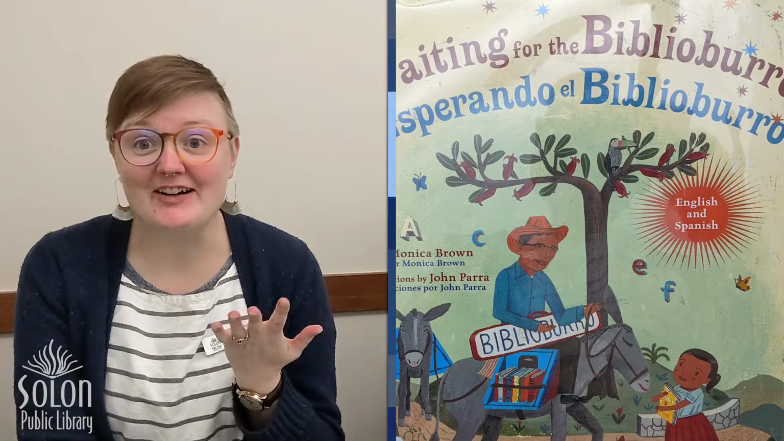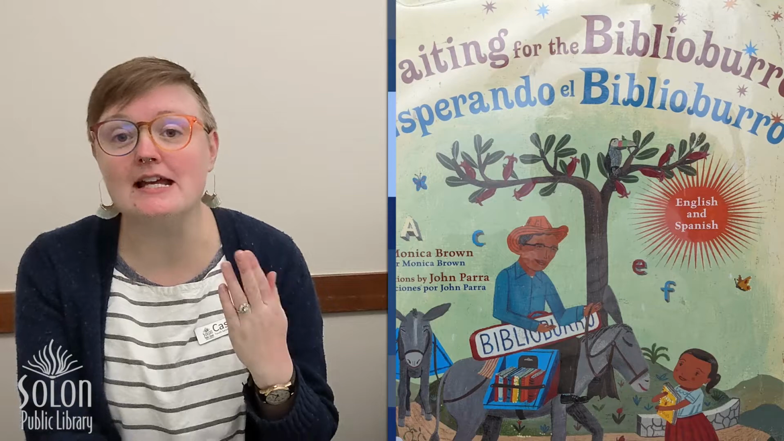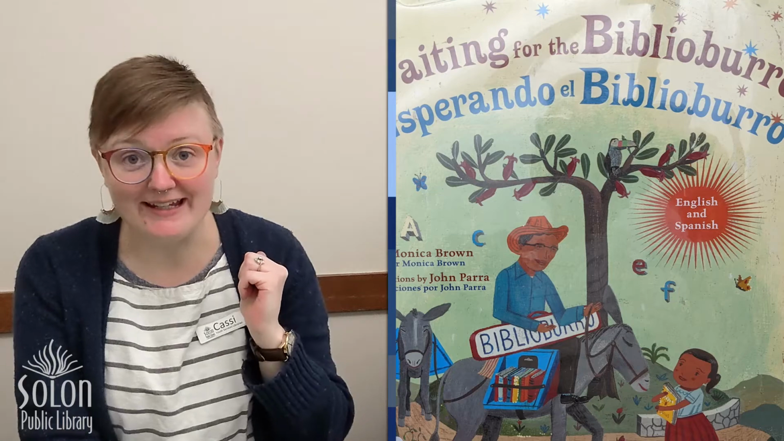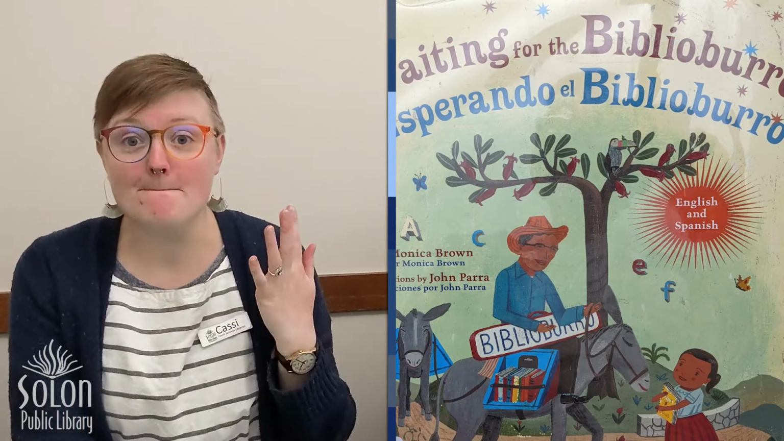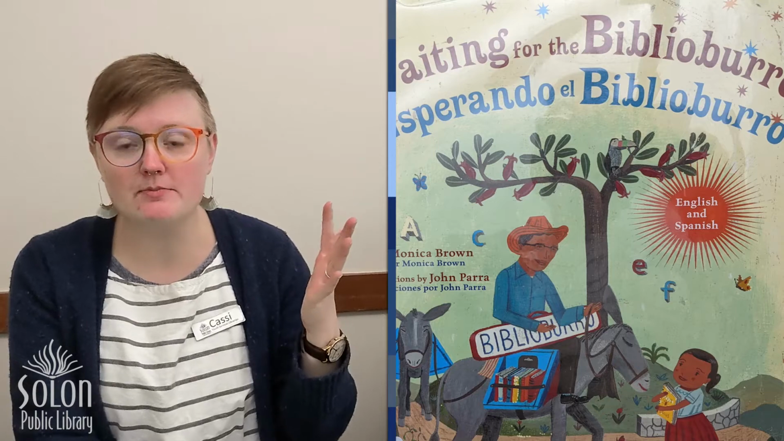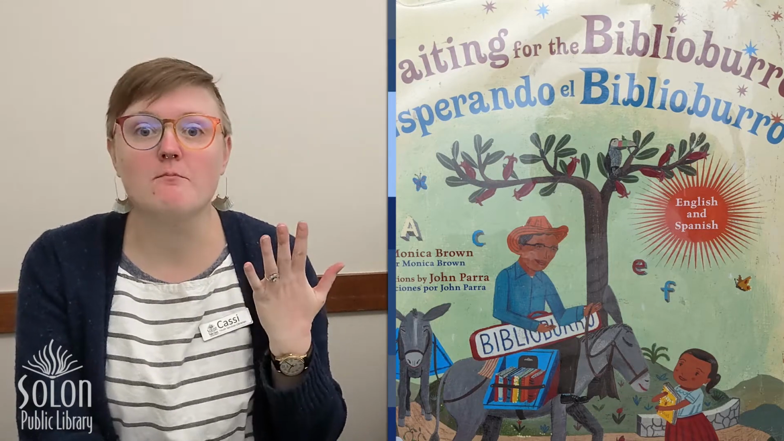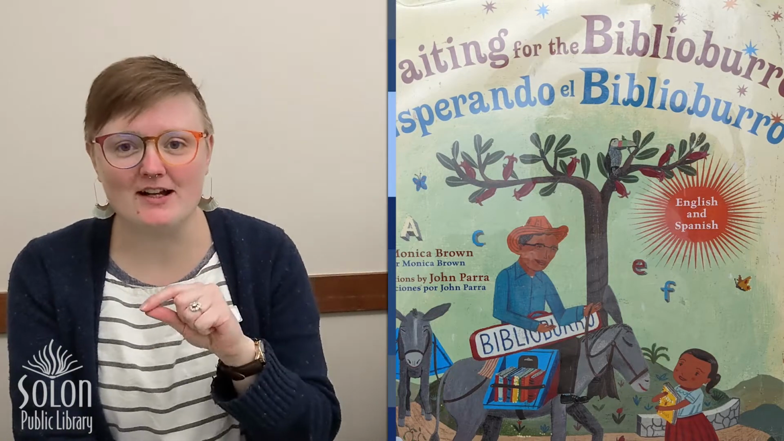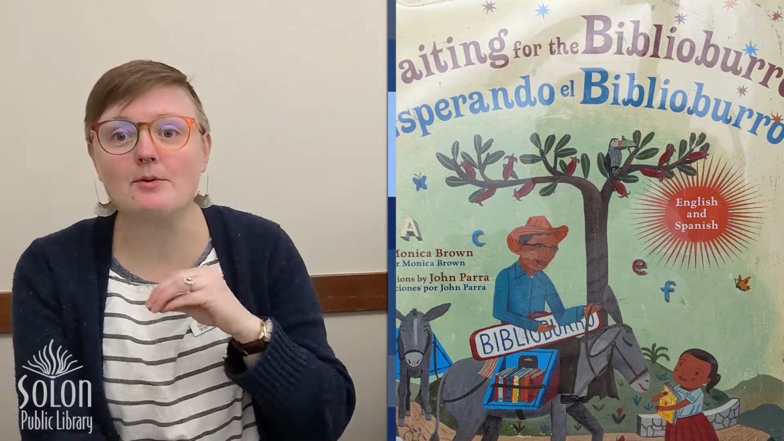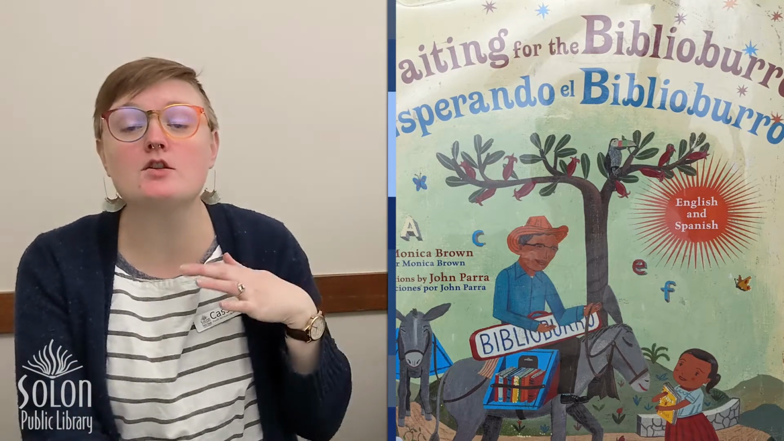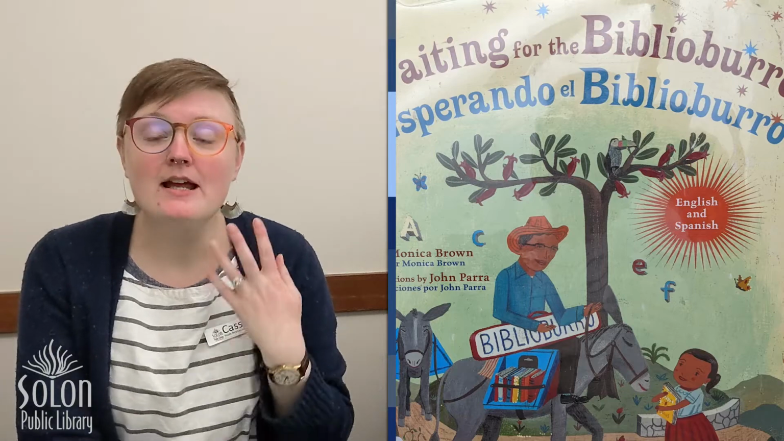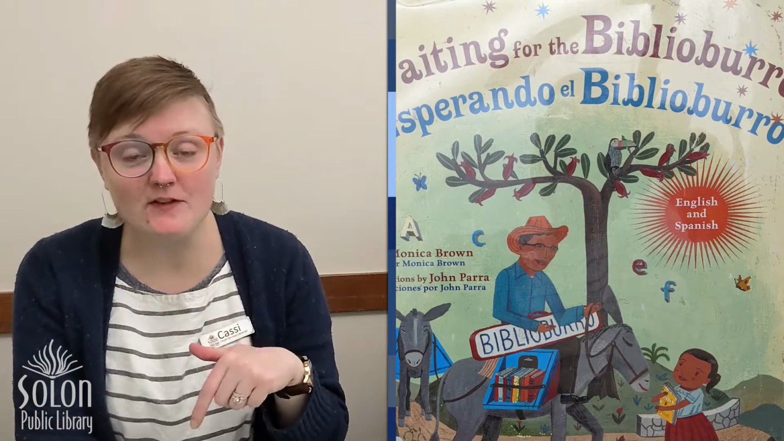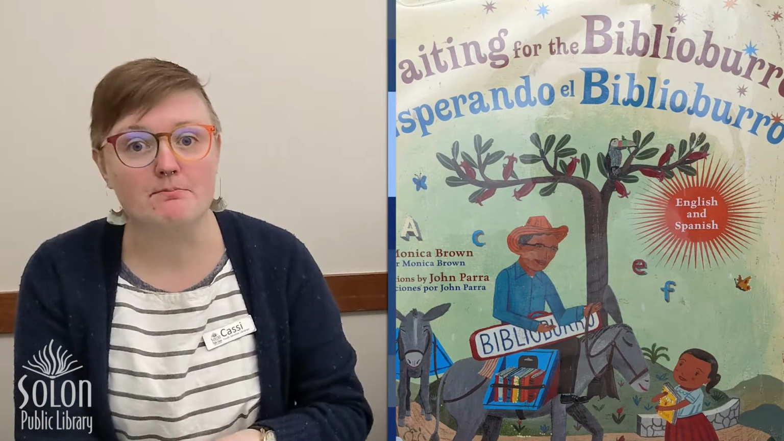A book donkey is a library that is carried around to different towns on the back of a donkey. If you've ever seen a bookmobile, a big bus filled with books, that's another kind of mobile library, just like the Biblio Burro or the book donkey. It's a library that moves around and brings books to people in their own cities and towns and neighborhoods. It's pretty cool. So let's find out more about this mobile library, the Biblio Burro.